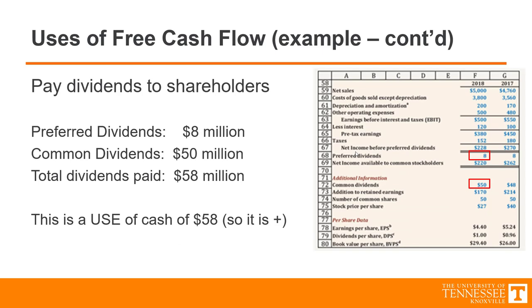On this last slide of this video, we're going to look at the use of free cash flow for paying dividends. In this case, we have 2 different sets of dividends we're paying. We paid some dividends to the preferred shareholders, and we paid dividends to the common shareholders. In total, that's 58. So again, this is a use of cash. We did pay that money out, so it's a use of cash, so we have a positive sign here. And that is the third thing.